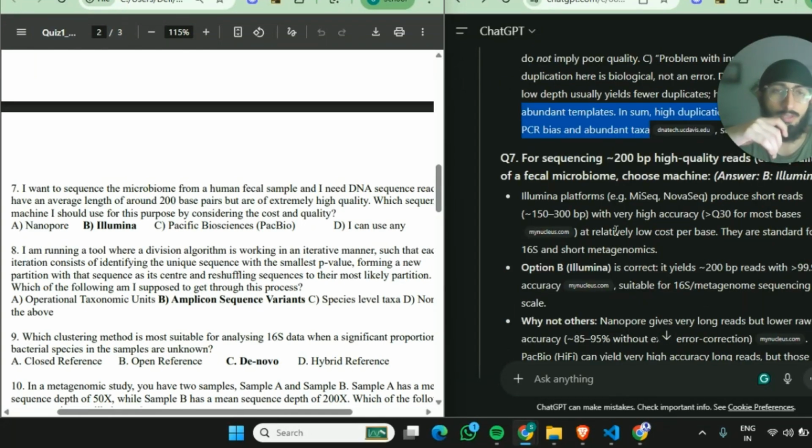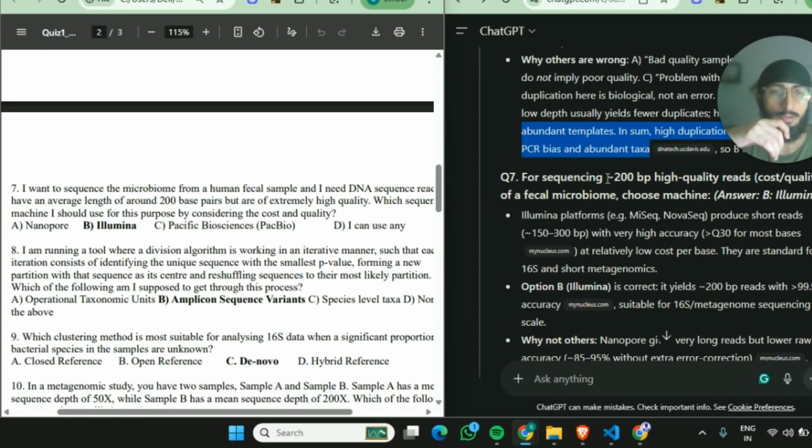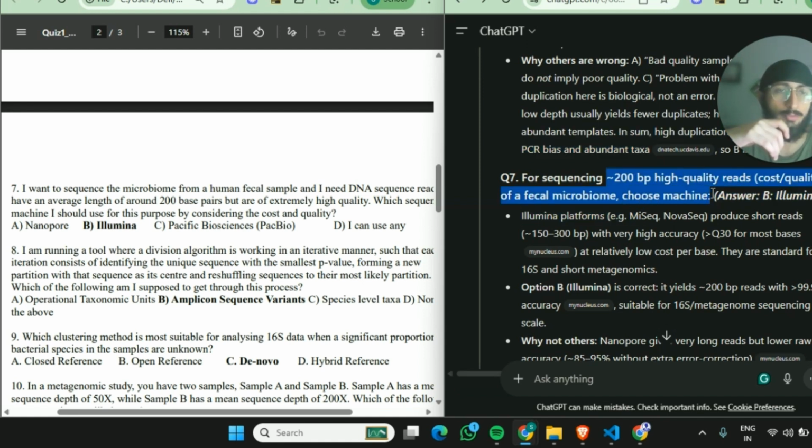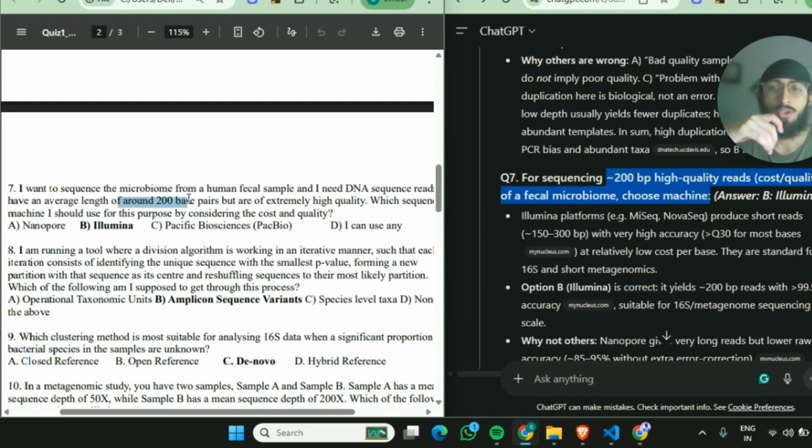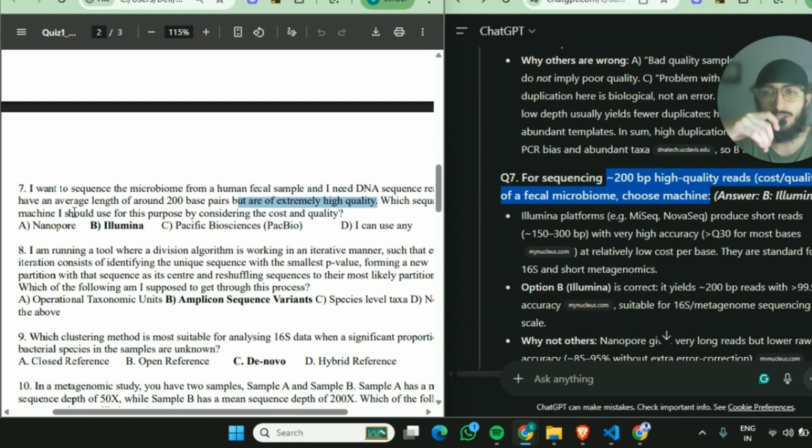Now moving on: for sequencing approximately 200 BP high quality reads, considering cost and quality of a fecal microbiome, choose the machine. Let us read the question. I want to sequence the microbiome from a human fecal sample and I need DNA sequence reads that have an average length of around 200 BPs, that is base pairs, but are of extremely high quality. Which sequencing machine should I use, considering the cost as well as the quality? So the answer is Illumina.